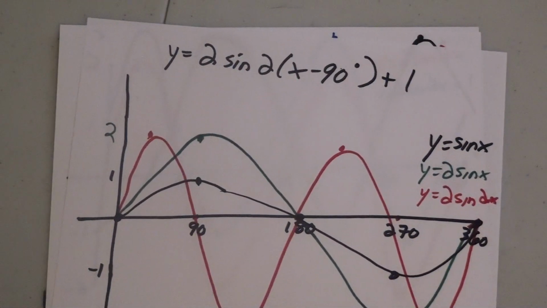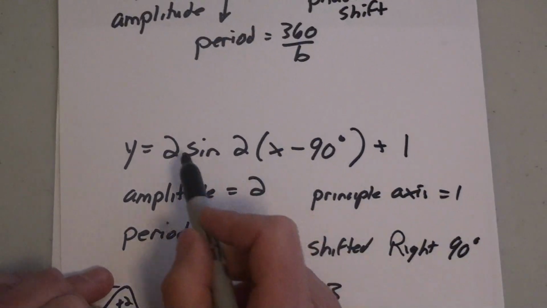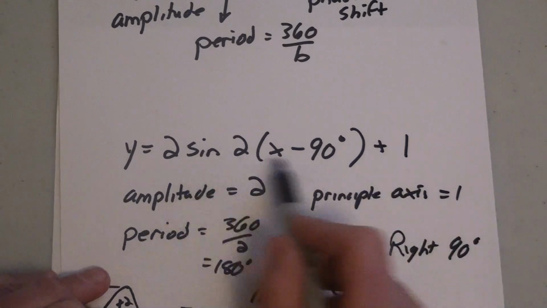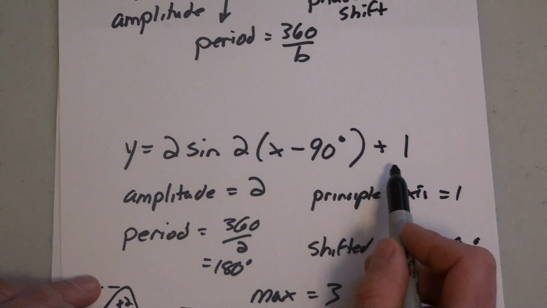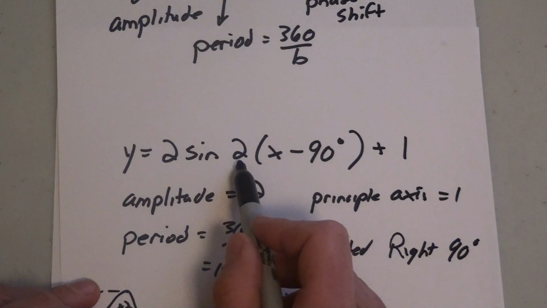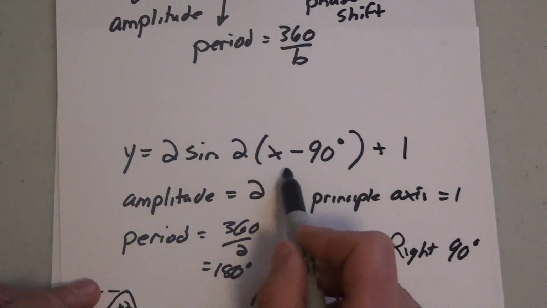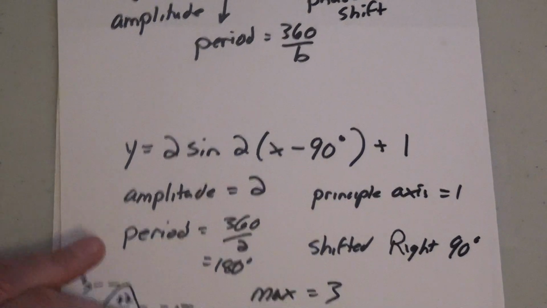Okay, this is graphing trig functions. Remember to take your time, doing multiple steps, and each one involves a different movement. You had your amplitude, you divided your period by the 2 value, or the b value. You had your phase shift, do the opposite of what you see in the brackets, and then you had your principal axes of shifting it up 1.